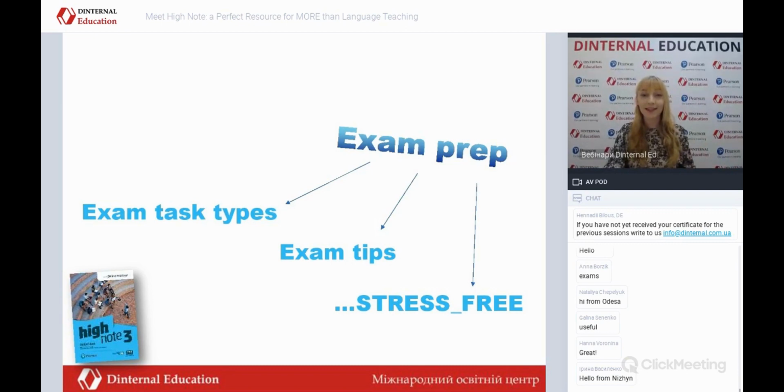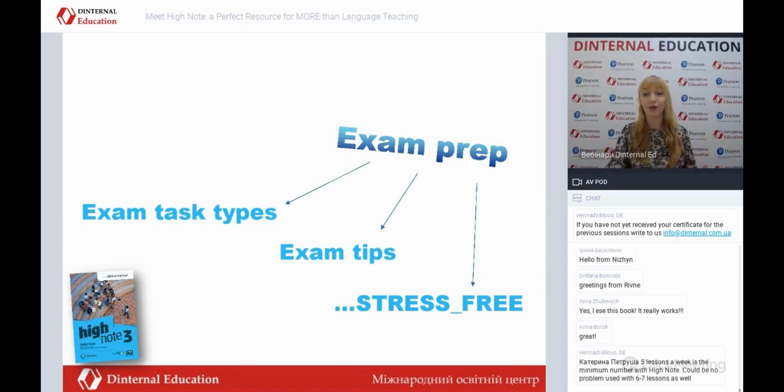So what I mean is that nowhere in the book will your students actually see the word exam. So it doesn't say this is an exam task. Right now you're preparing for your exam or for any other exam. They are still doing the same activities. They are learning approaches on how to do the activities. But at the same time, they are not that stressed out. They are not that worried.